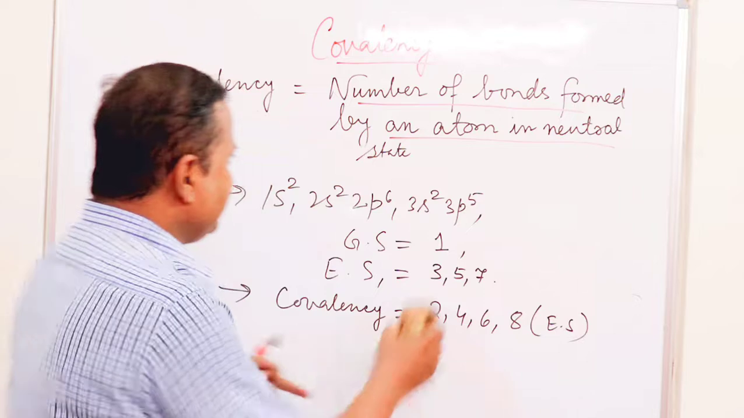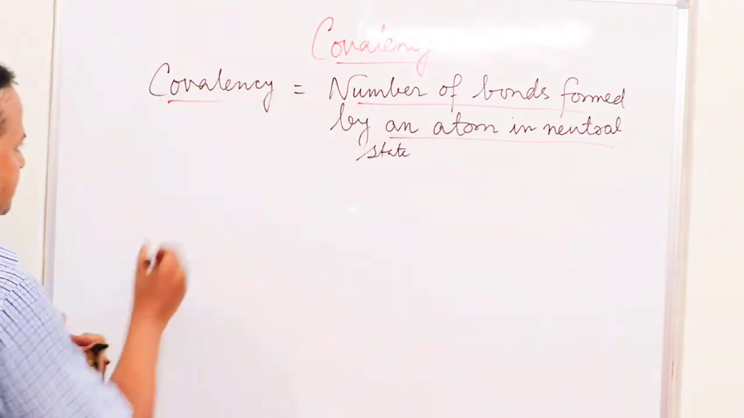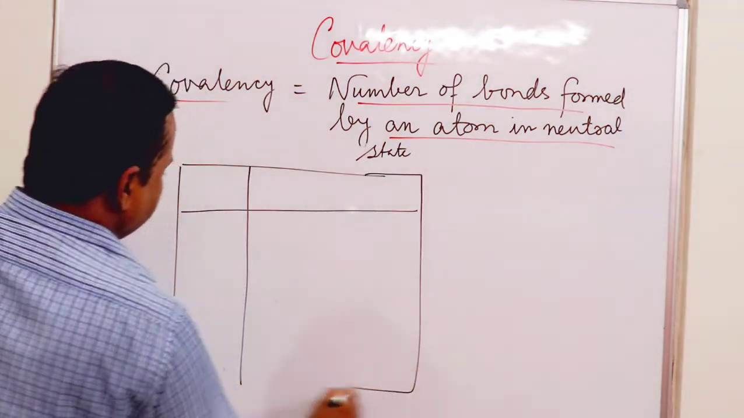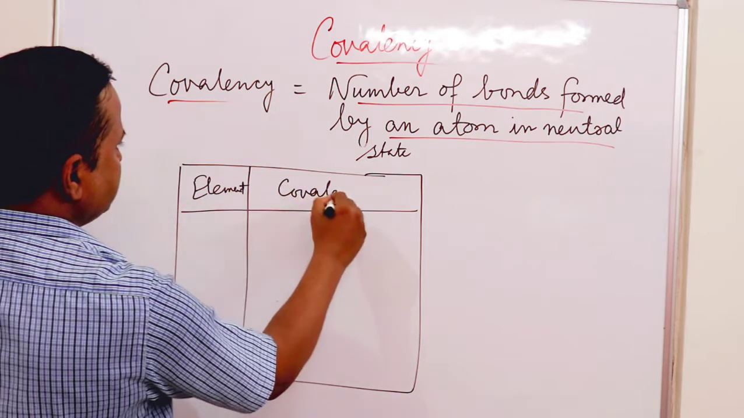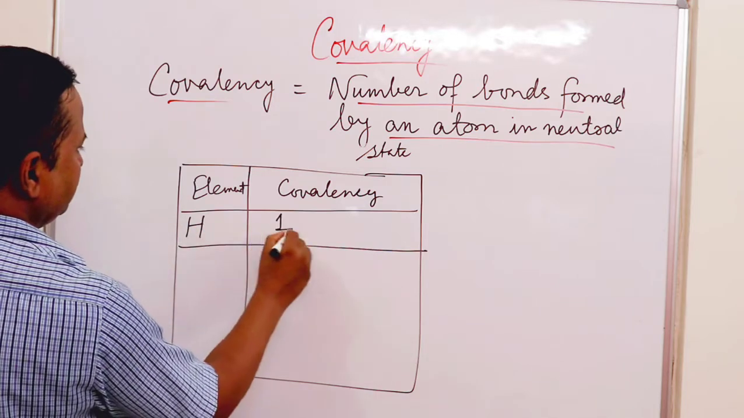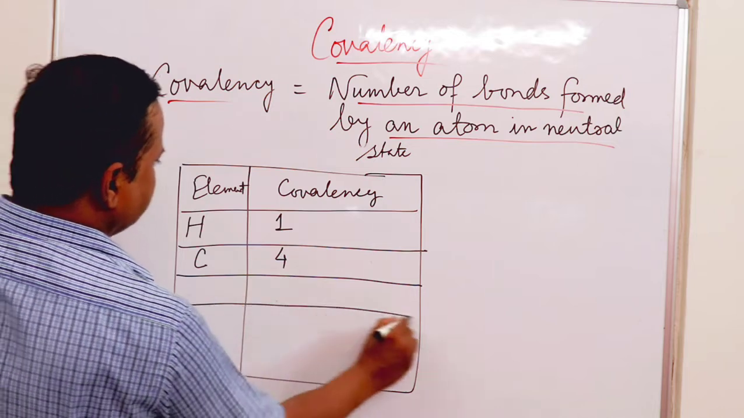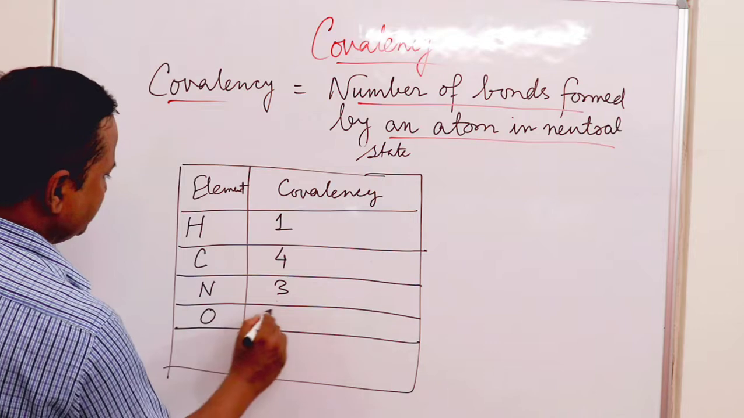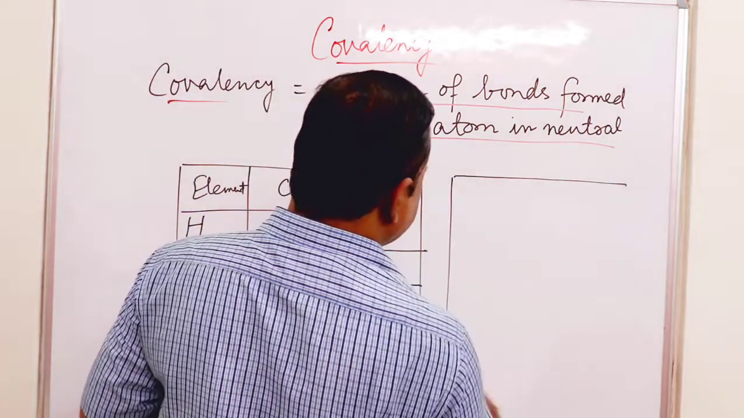So let us again wind up this lecture. In today's lecture, we have learnt about the various covalencies of the elements. See, this is the element and this is the covalency. First, we have learnt about hydrogen, only 1. Then we learnt about carbon, 4. After that nitrogen, covalency is 3. Oxygen, 2. Fluorine, 1.